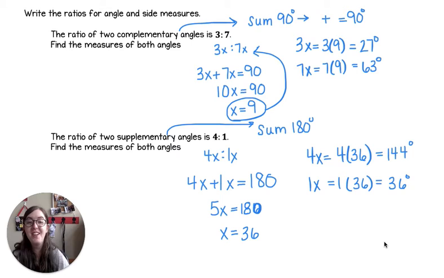Good deal. So we should have added up 4x and 1x to equal 180, and then solved to get x equals 36. Then we'll plug 36 in for x for each angle. So 4 times 36 is 144 degrees. 1 times 36 is 36 degrees.